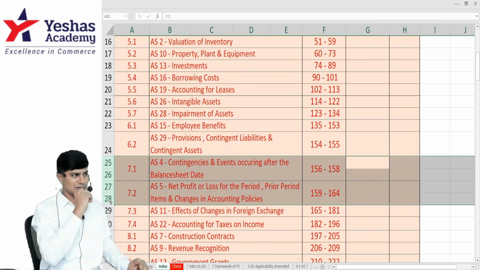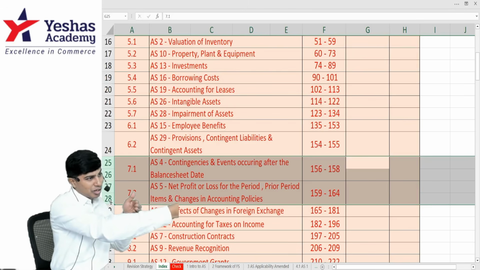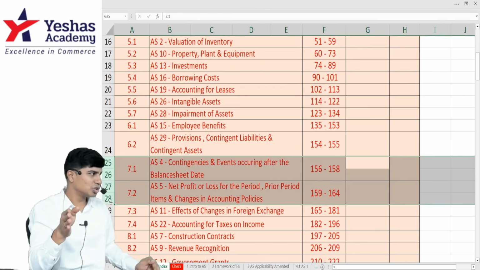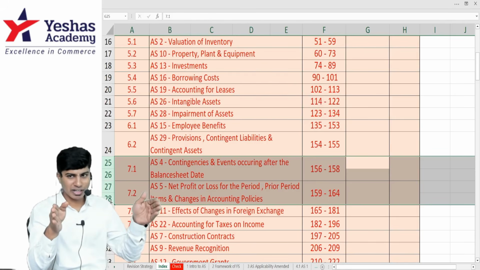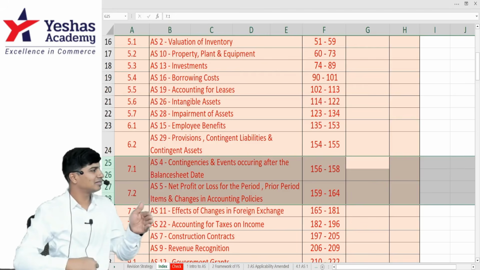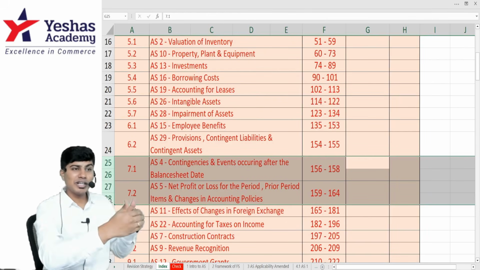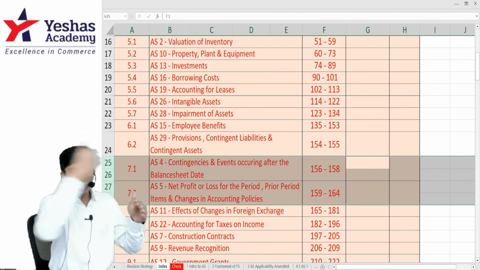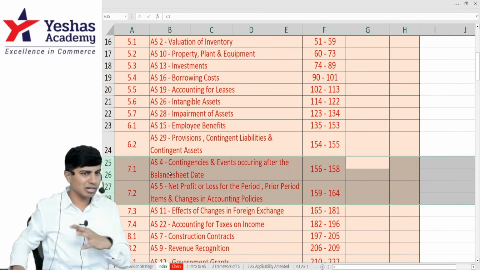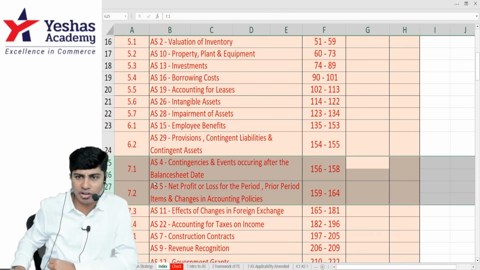But there is an exception. AS4 will tell that certain events will happen after the balance sheet date, but still they should be recorded in the balance sheet. So interesting, no? The year starts in April 2025 and ends in March 2026. The transaction happened after March 2026, so that should basically appear in next year's balance sheet. But Accounting Standard 4 will tell, though it is happening after, record it in the previous year. When? How? Why? All of that we will learn in AS4. I am not teaching you any syllabus. I am just running you through the index so that you know what exactly we are going to learn in this entire journey of advanced accounting.